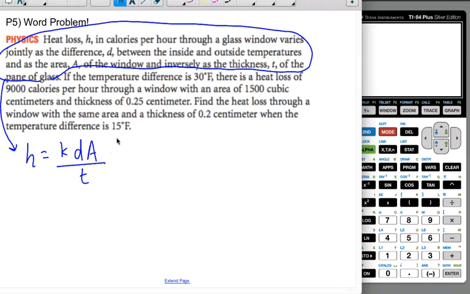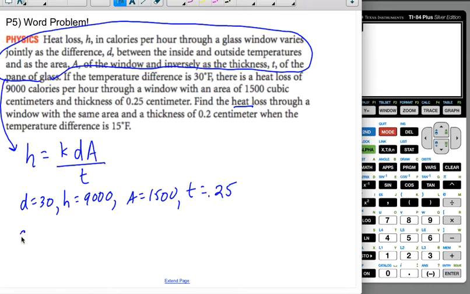If the temperature difference is 30, the heat loss is 9,000 calories, the area is 1,500 cubic centimeters, and the thickness is 0.25. We use these things to find K. So 9,000 equals K times 30 times 1,500 all over 0.25.